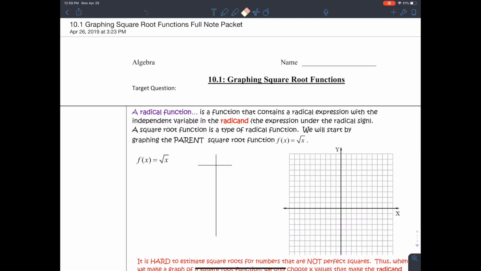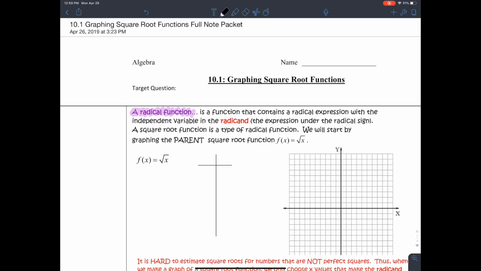So today's video is going to be the introduction to Chapter 10. In Chapter 10, we are going to look at a new type of function, and we're going to introduce that function right here. So the first type of function we're going to study now in Chapter 10 is a radical function. And we can see it's a function that contains a radical expression. In other words, it has a radical sign and then something under that radical sign.